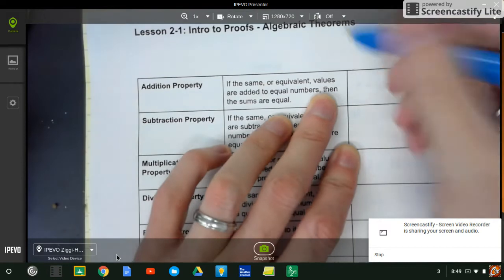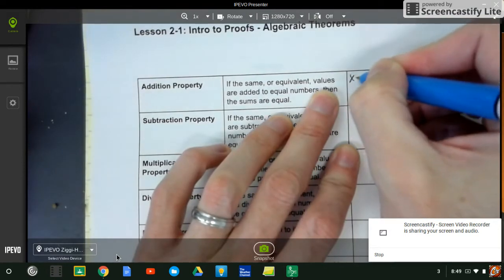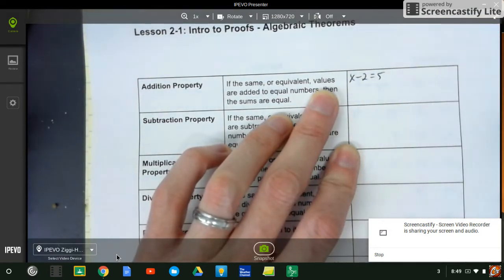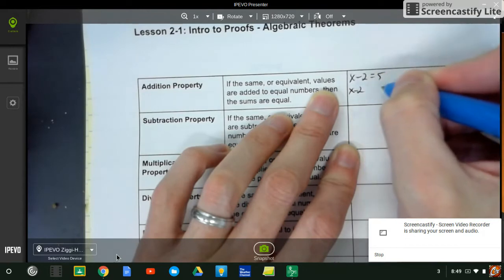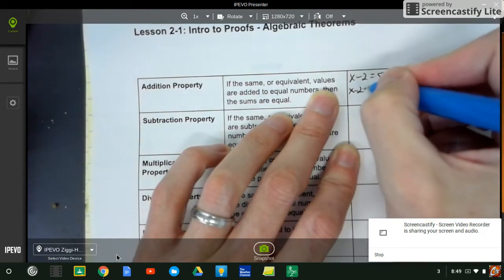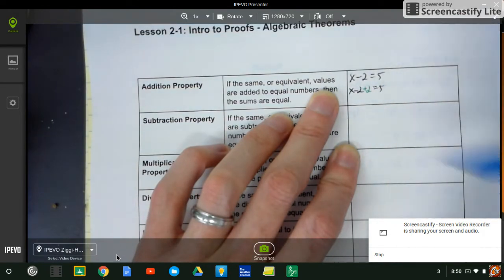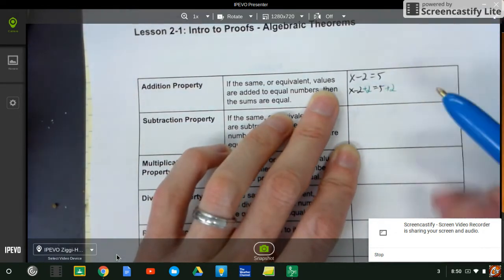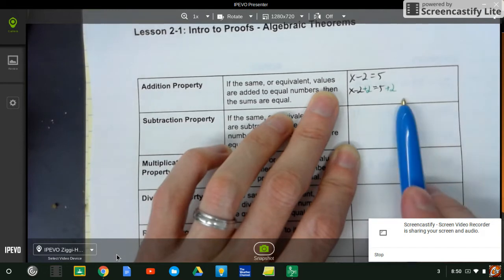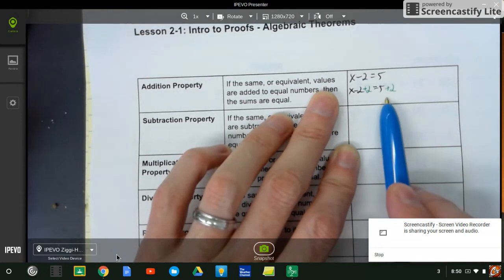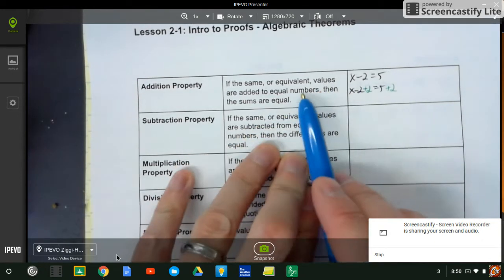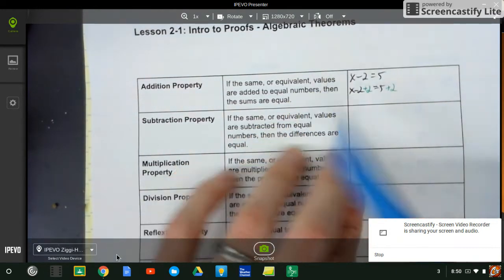So if you had something like x minus 2 equals 5, you would go, oh, so I want to add 2 to both sides and make it x minus 2 plus 2 equals 5 plus 2. That's the addition property, adding the same thing to both sides. It doesn't mean adding this to get 7, okay? That's actually something different. The addition property says I can add equivalent values or things to both sides.